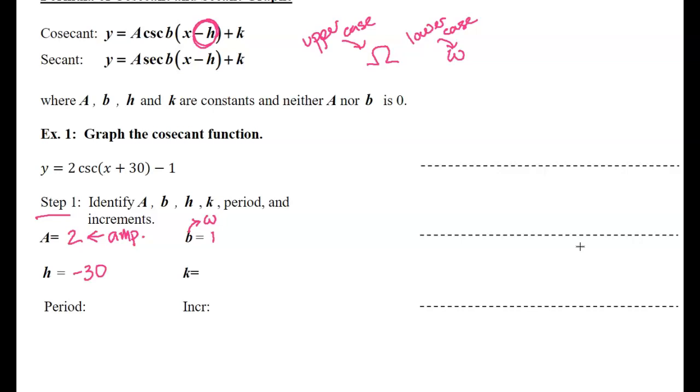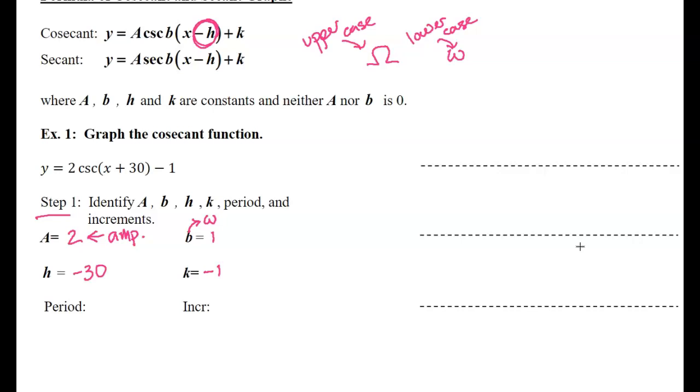Yes, exactly. Always. That's always it. So then yes, K is the up and down. So K here is that negative 1, meaning we're moving this whole graph down 1. And we're moving the whole graph left 30.